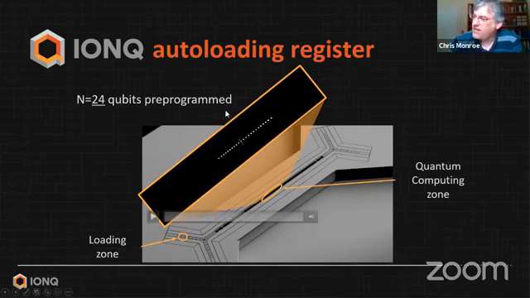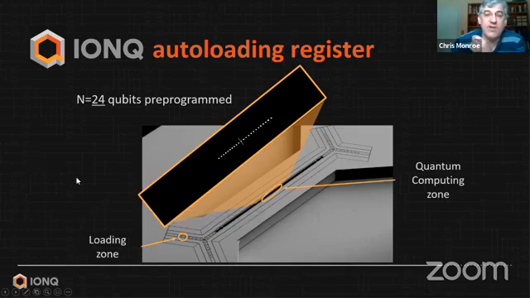A chain in IonQ systems and also in our university system, a chain of 24 ions will last probably a good half hour, 45 minutes. But the loading is really, really fast. And so that's sort of good news.